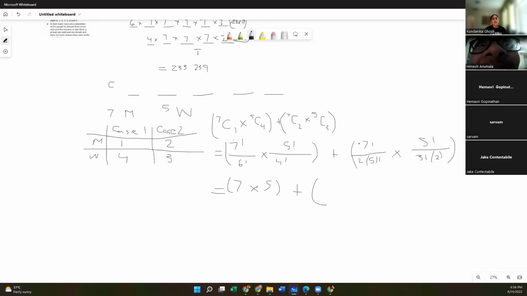And then again, 7 factorial over 5 factorial times 2. We can rewrite this as 7 times 6. Because does everyone remember the rule where n factorial is equivalent to n times n minus 1 factorial, which is also equivalent to n times n minus 1 times n minus 2 factorial, which is also equivalent to n times n minus 1 times n minus 2 times n minus 3 factorial, and so on and so forth? Does everybody remember that rule?